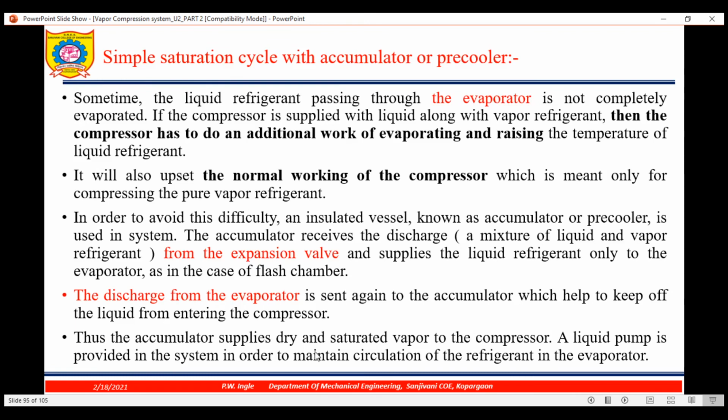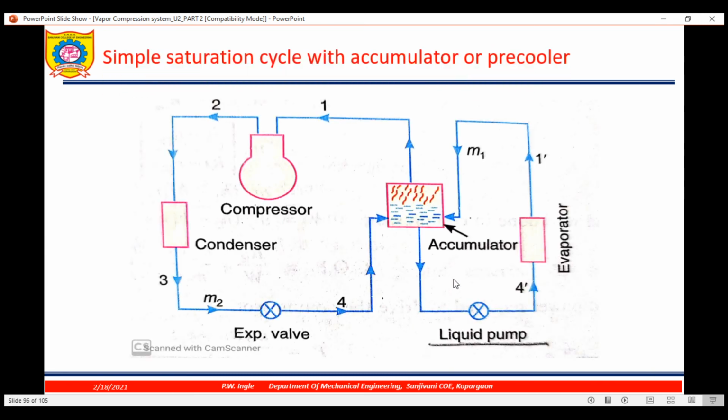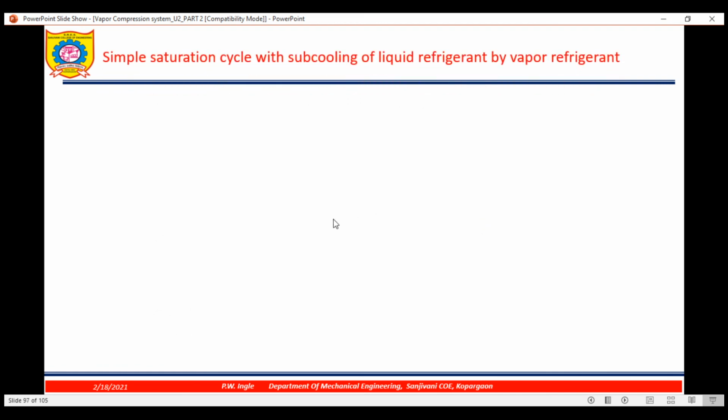Thus the accumulator supplies dry and saturated vapor to the compressor, and a liquid pump is provided in the system in order to maintain circulation of refrigerant in the evaporator. So the liquid pump is also provided over here. This is the simple saturation cycle with accumulator or pre-cooler. In short, by using the accumulator we are supplying dry saturated vapor.